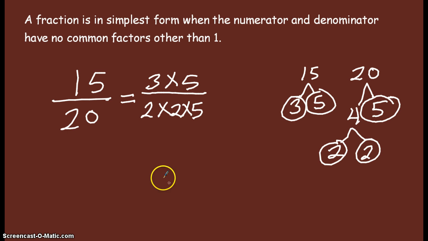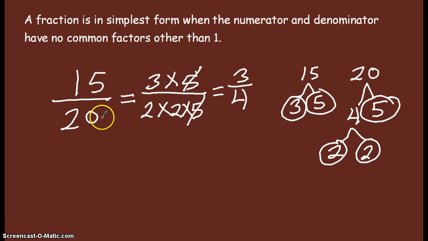Then, in order to find the simplest form, to take away any common factors they have other than 1, I could cross out this 5 and this 5. And then, here I have a 3, and here I have 2 times 2. They have nothing else in common left. So I could then say 3 over, and 2 times 2 is 4.